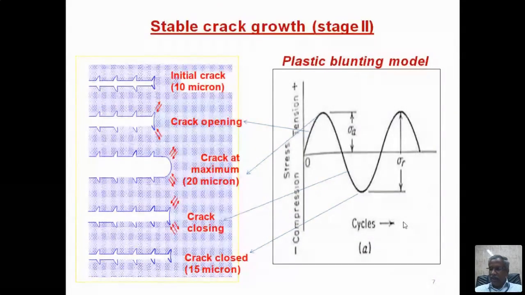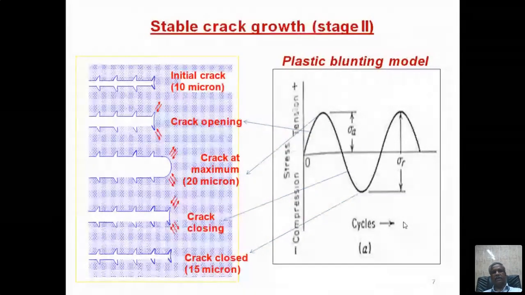Because you are repeatedly applying the stress, you are not releasing the load, the load is repeatedly acting on the specimen. So the next stage, stage 2, is crack growth, stable crack growth. Here, how is the crack growing further? Schematically it is explained here.